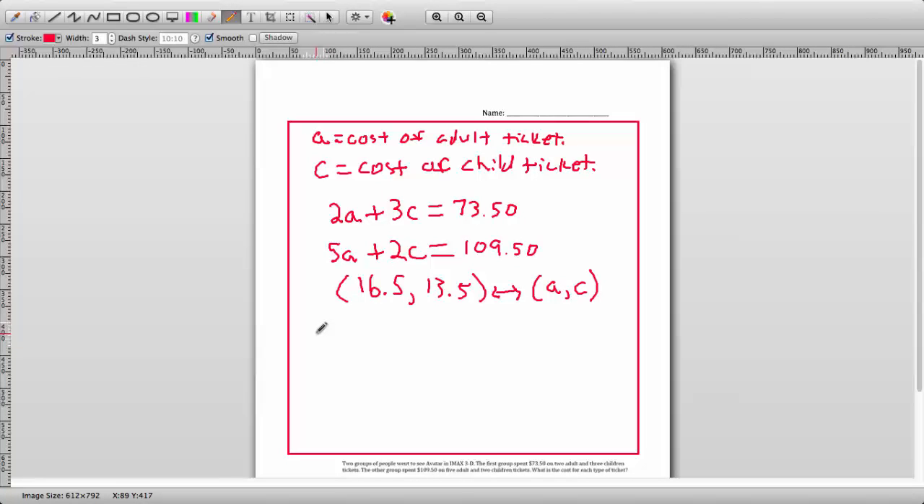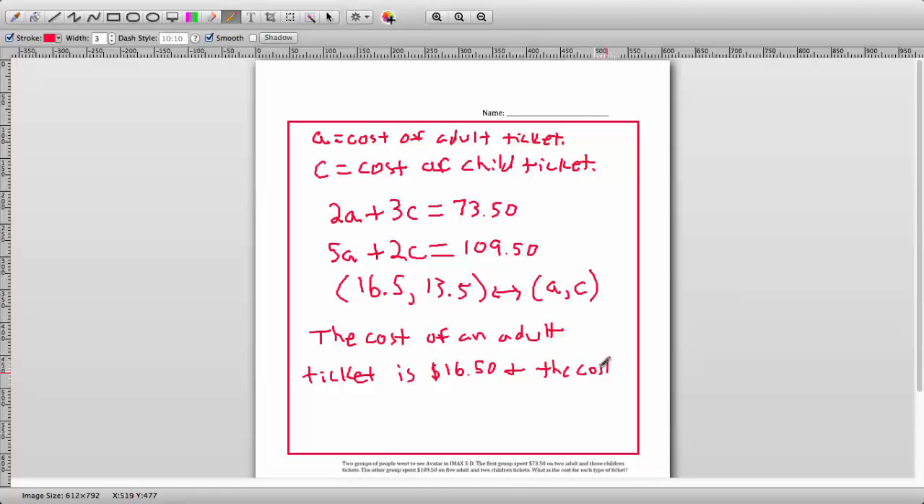One sentence in context. The cost of an adult ticket is $16.50, and the cost of a child's ticket is $13.50.